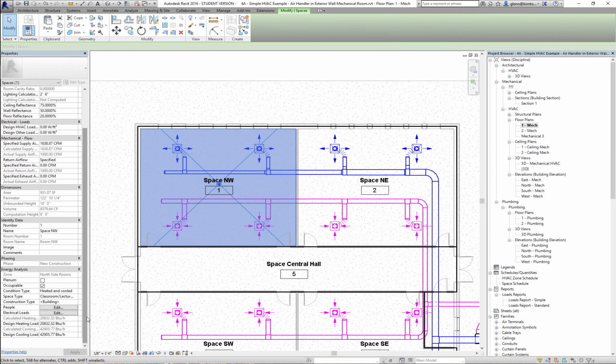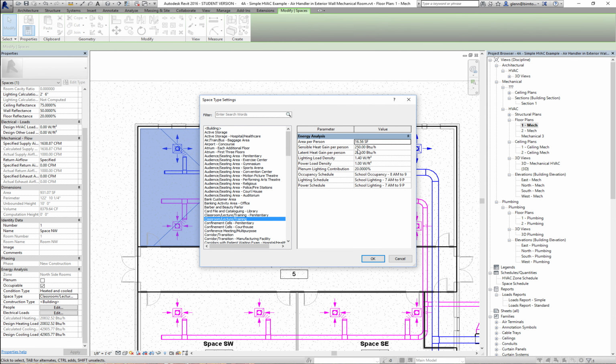Okay, within the whole notion of spaces, there's also the idea of different sort of power densities. For each of these different spaces, there's a default area per square foot, sensible heat gain per person, latent heat gain, and the lighting power density. Because we're in a classroom, it's somewhat bright, but probably not as bright as in a retail space. So we have a lot of different things that are all determined by the spaces, and it starts with the spaces. So that's going to take care of the internal loads and how that's coming together.